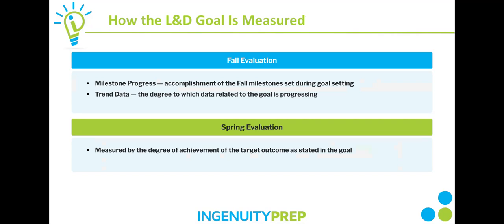In the fall, we aren't scoring the final target outcome. Instead, we are looking at milestone progress and trend data. Did you hit the fall milestones that were set for your learning and development goal during goal setting? Is there trend data available? And if so, what does it tell you about whether or not you are on pace to meet your learning and development goal? Using both milestone progress and trend data gives us a more realistic picture of progress at this early point in the school year. In the spring, your learning and development goal is measured against the target outcome as stated in the goal.